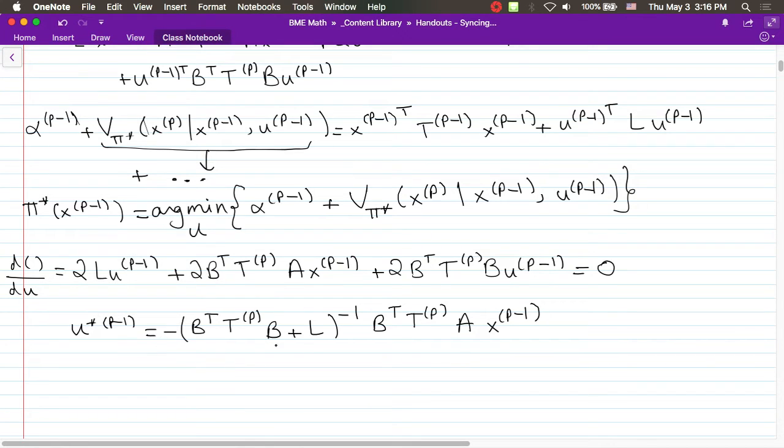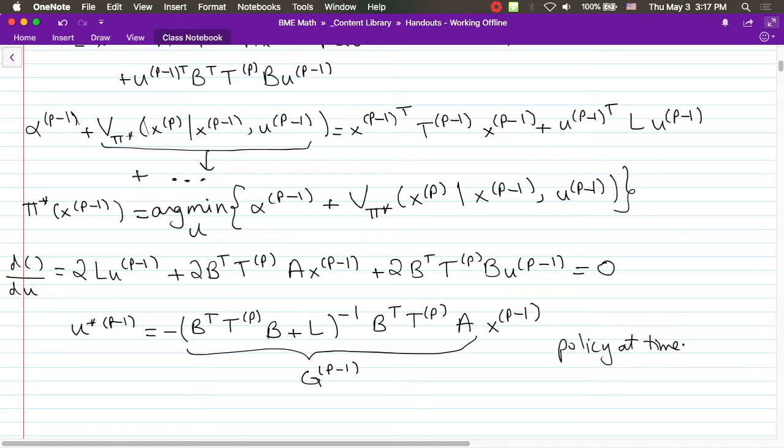So we get a function of x that says take this matrix, call it G, at time point P minus 1, multiplied by x, put a negative in front of it. That's the command you should produce when you find yourself at time point P minus 1 at position x. So that's our policy at time point P minus 1. Okay, so we have our policy now.